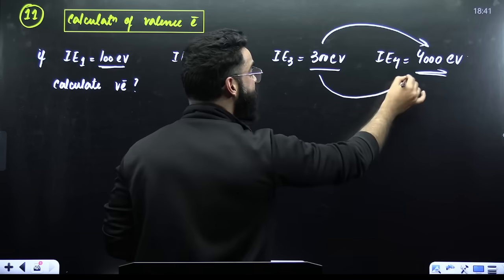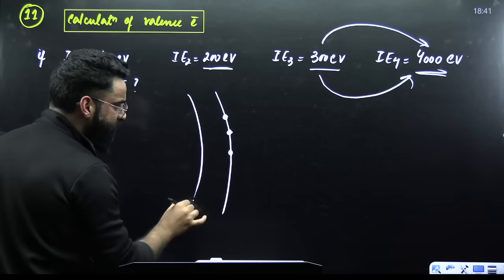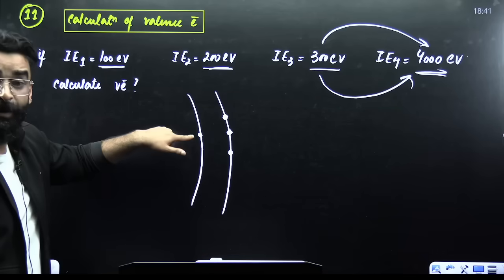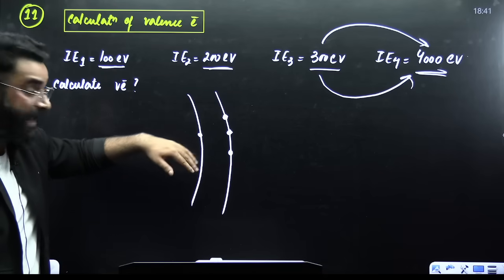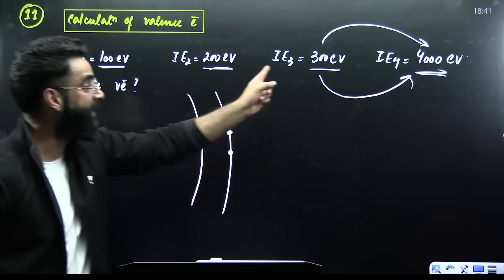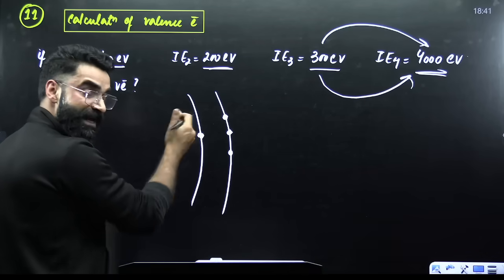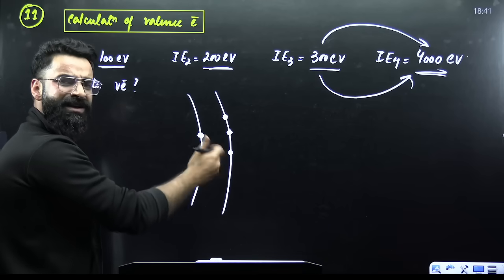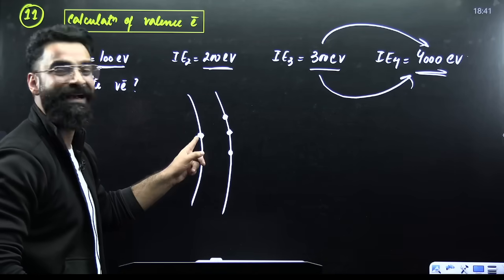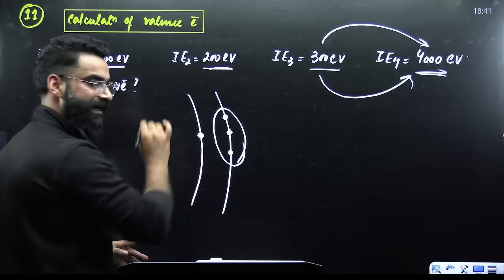Do you see the huge jump here? That means the fourth electron is present in the penultimate shell. The closer the electron is to the nucleus, the more energy is required to remove it. That's why the jump here is huge. Technically, the fourth electron is taken not from the valence shell but from one shell before the valence shell, called the penultimate shell. So if they ask how many valence electrons are there, as you can see, there are 3 valence electrons.